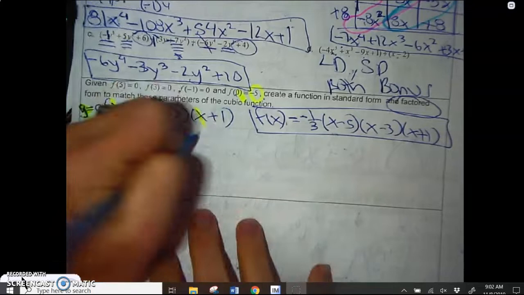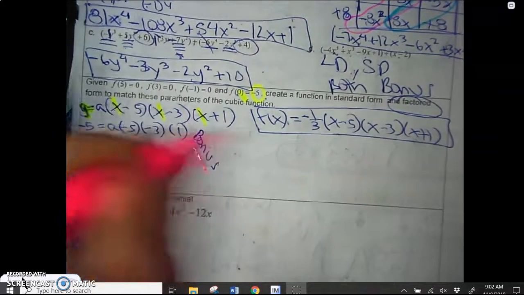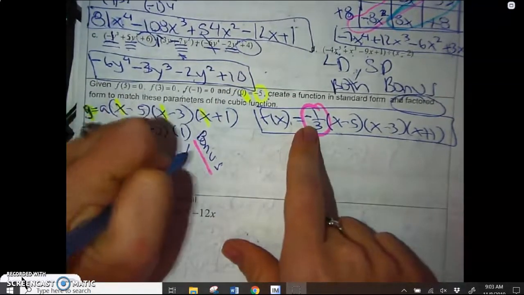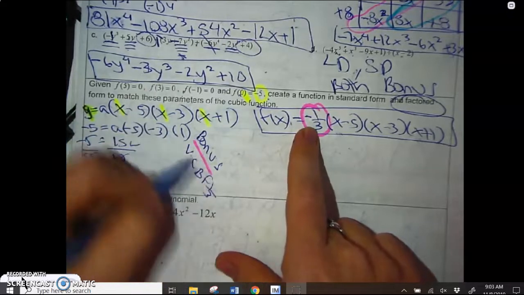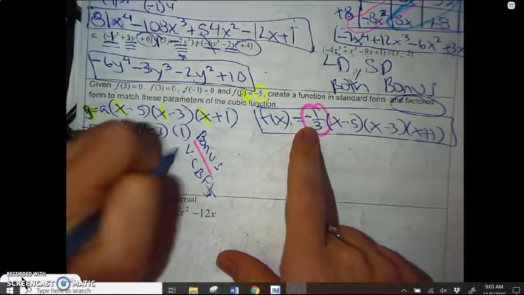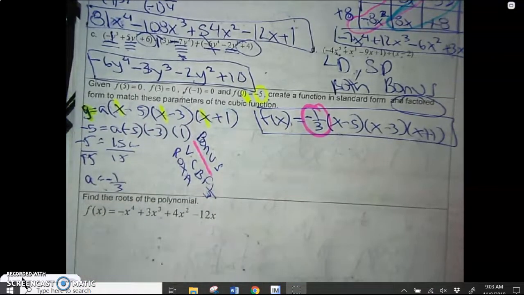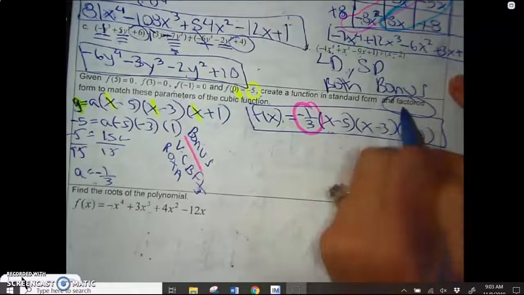Okay? I will give you a bonus if you can tell me how that a affected the function. So you would say it's a vertical compression by a factor of 1/3, and a reflection over the x-axis. If you get that, you get an extra 2 points. Okay? So if you don't do it, don't worry about it. So write it in factored form, check.